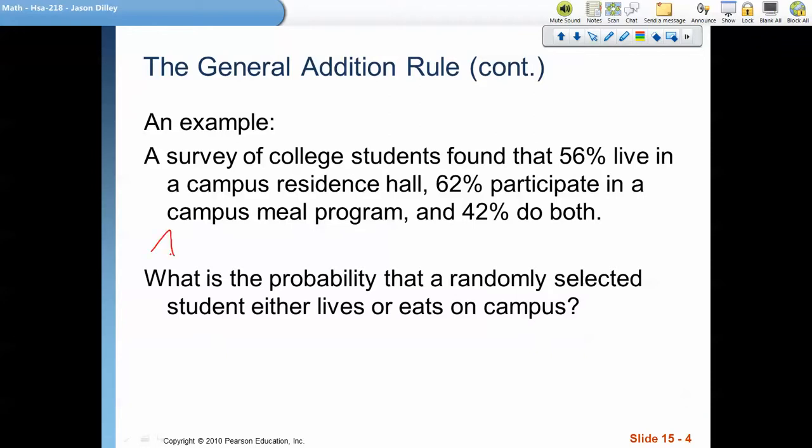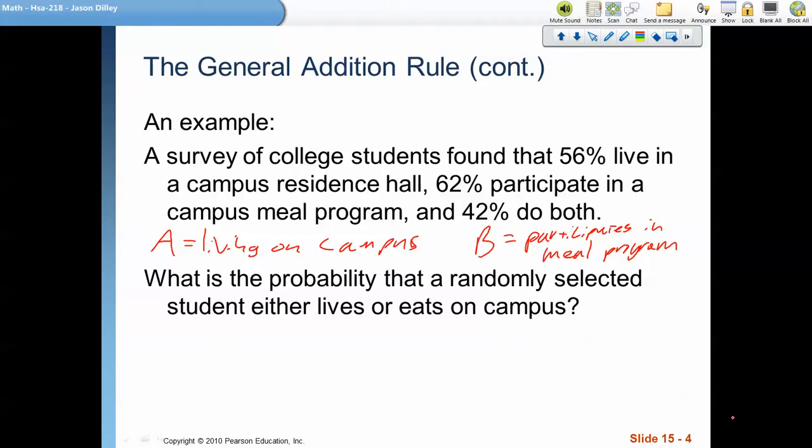First of all, how do we want to define event A? What's event A? What are we going to call event A? Based on the things that we have in our problem set here, what should we define as event A? Kelsey? Living on campus. And what should we assign to be event B? Participates in meal program. Okay. So these are two different events, right? Living on campus and participating in the meal program.